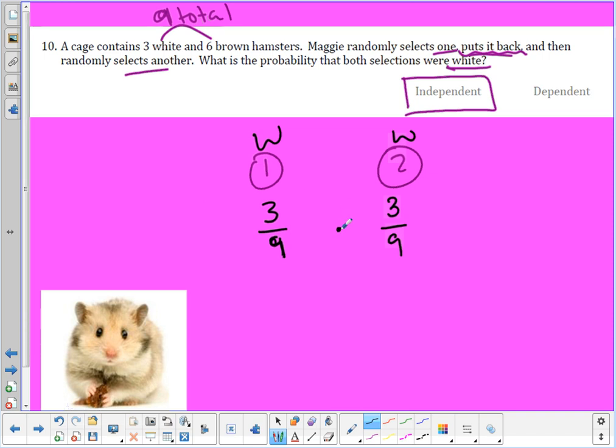Probabilities didn't change, or the total number of outcomes didn't change because they're independent. 3 times 3 is 9, and 9 times 9 is 81. And this ends up being 1 out of 9. And 1 out of 9 is the same thing as 0.111. And that's actually 0.1 repeating, so I should say that because I'm going to round it. So that is her chances of pulling out 2 white hamsters.